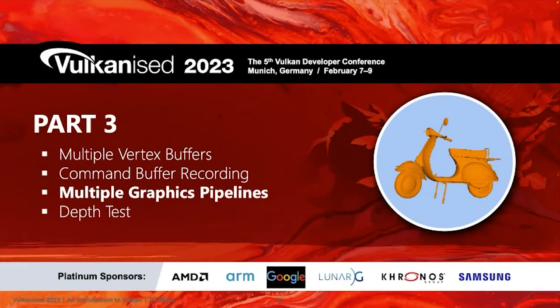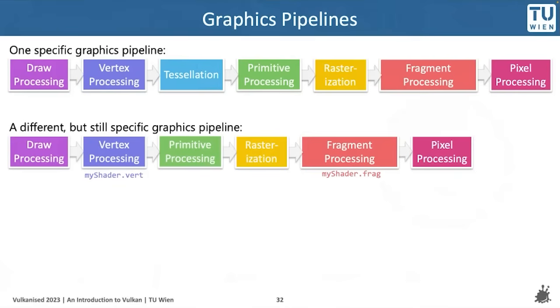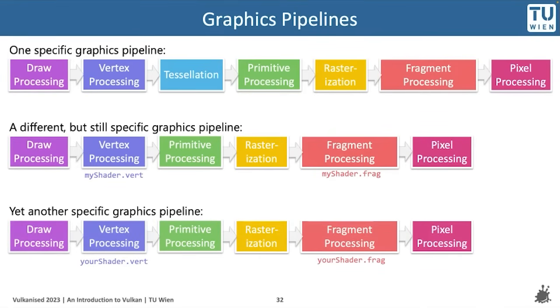Now, multiple graphics pipelines. In the previous parts, we only used 1 single graphics pipeline. For instance, it could look like this one, where basically all of the stages are used. But we could also create a pipeline that only uses some of the stages. For instance, tessellation is dropped here, and we have these 2 shaders, for vertex and fragment. And then we can have a third pipeline, which uses different shaders compared to the second one. We cannot really hot swap the shaders. We always need to create a separate pipeline for this. And that's not only about shaders, it's also about the stages that we use in the pipeline.